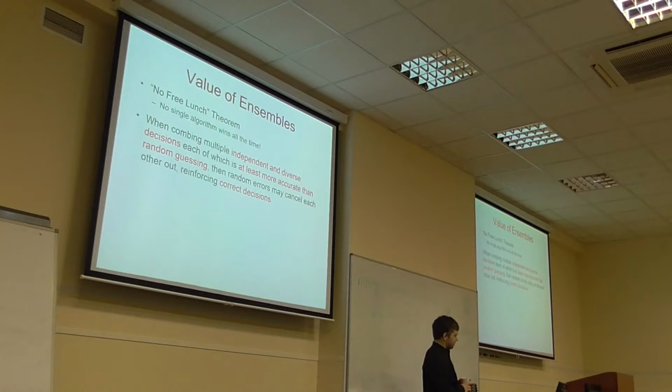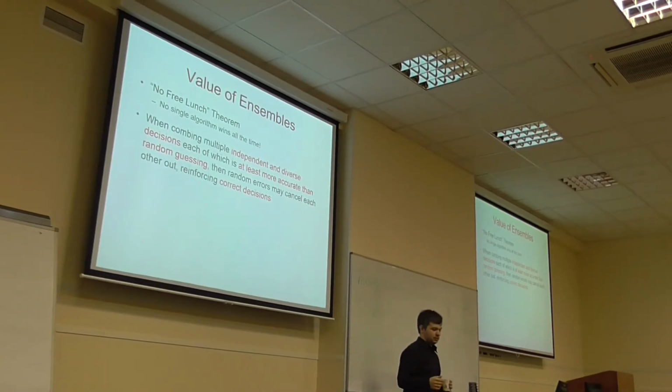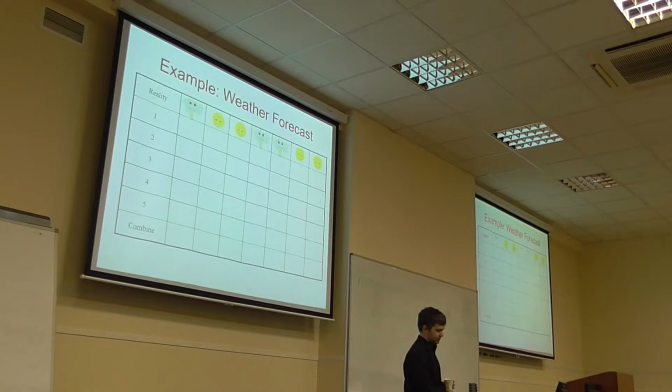So when we combine multiple independent and diverse decisions, each of them has to be at least more accurate than random, of course, because if it is less accurate than random, we are highly likely to get even worse results as a result. Then we have a good probability to get correct decisions.